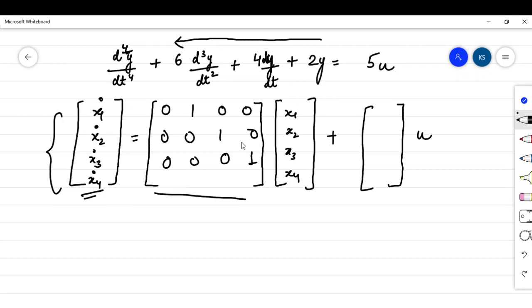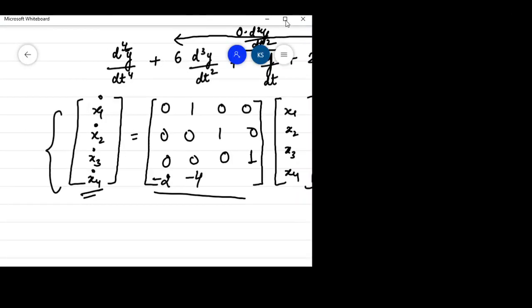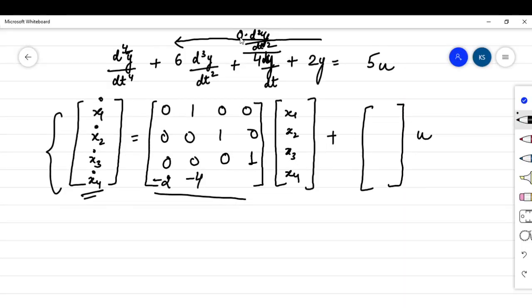So what I have to write is minus 2, then minus 4. Then you have to observe that here there is no coefficient associated with d2y by dt2, meaning d2y by dt2 is 0 here. So the coefficient associated with d2y by dt2 is 0. So I have to write here 0 and then minus 6. This should be clear in mind. We should not get confused: you just write the constants in the reverse direction with negative sign.